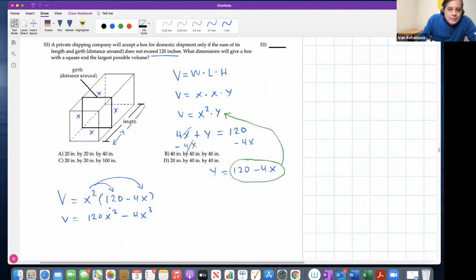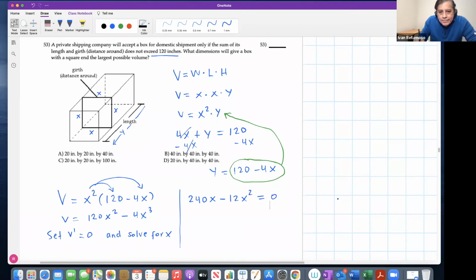And the next step should be just to set the derivative of our polynomial function equal to 0 and solve for x. The derivative of this function is 2 coming down, multiplying 120 is 240x, minus 3 comes down, multiplying 4, 12, and one less stays here, so x squared. And this should be equal to 0. Now, guys, we have to solve for x.